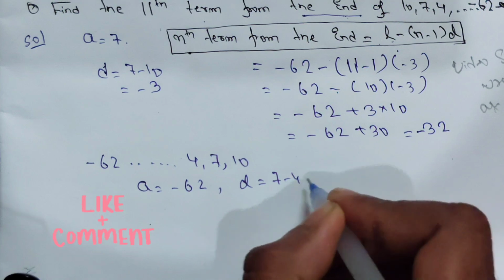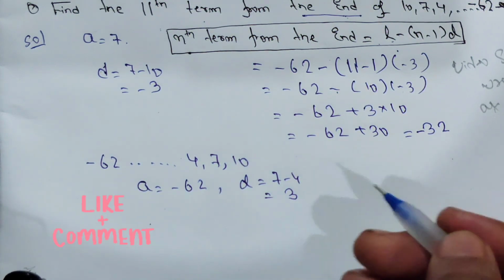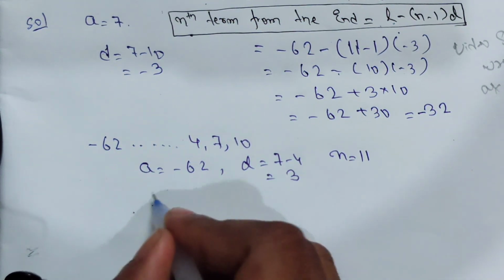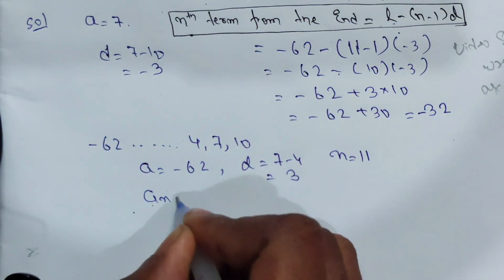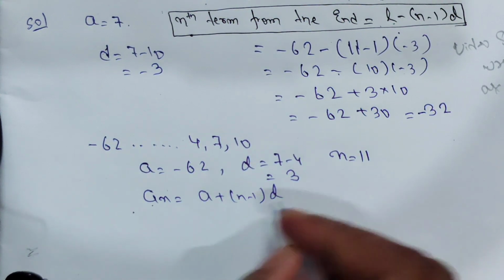7 minus 4 we can do, or we can do 10 minus 7, so everything will be 3 only. Now n is already 11, we know this value. So now can we use the normal formula, a_n is equal to a plus (n minus 1)d? Let's see the value that we are getting or not.